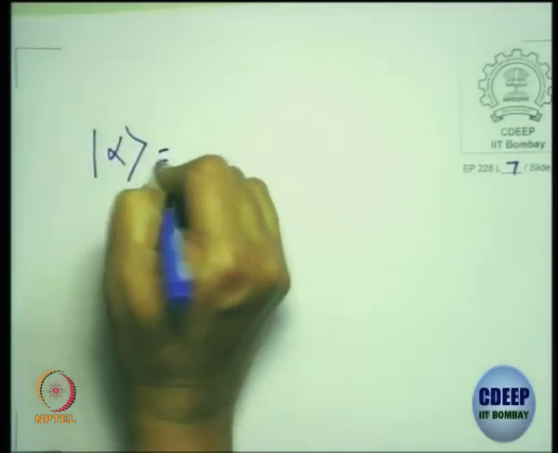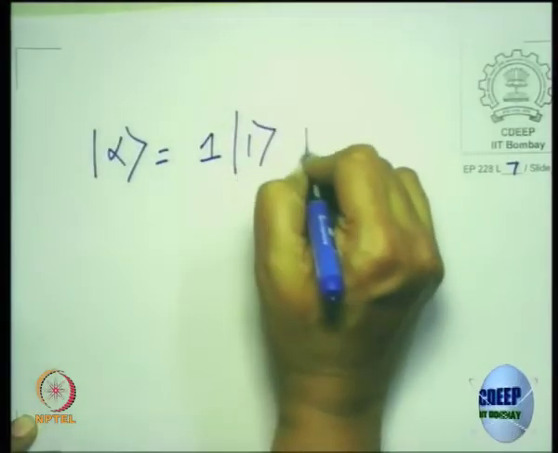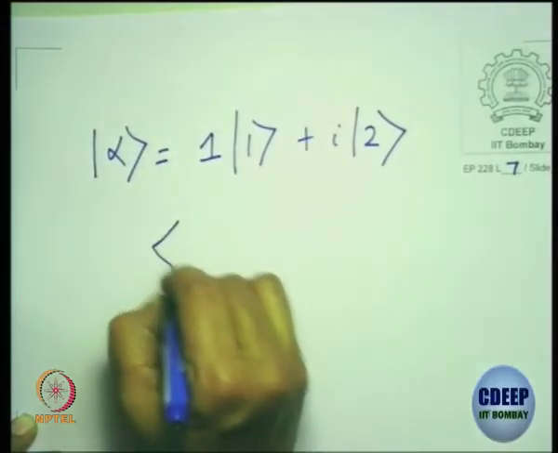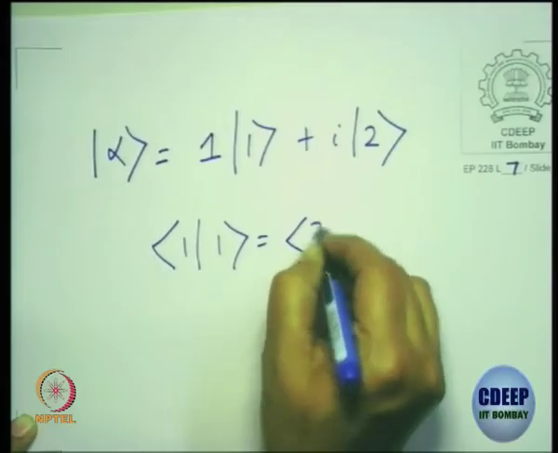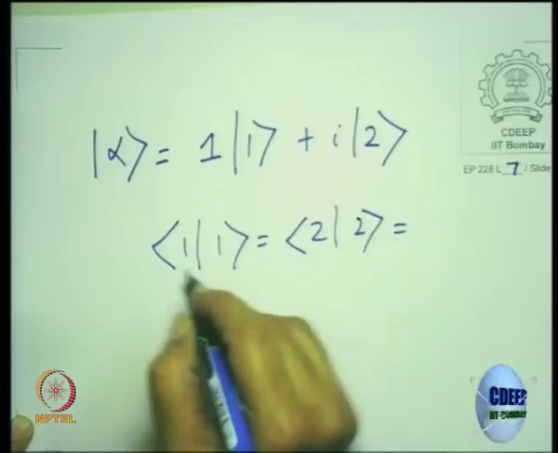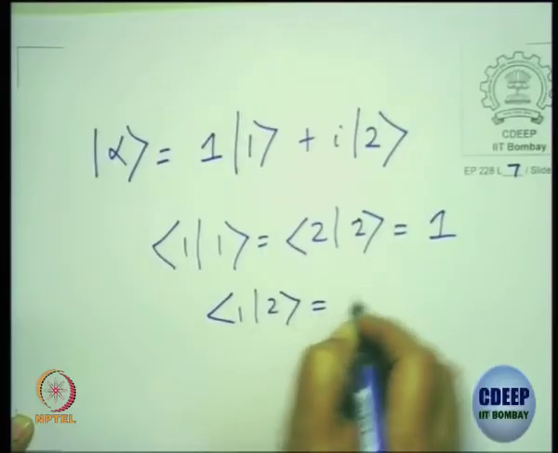For example, suppose I give you a state, let us say alpha as 1 times the state 1 plus i times the state 2, and I also say that the inner product of 1 with 1 and 2 with 2 is 1. This is just a notation, you can use Greek letters or any arbitrary symbols. So this is 1, and I give the inner product of 1 with 2 as 0.